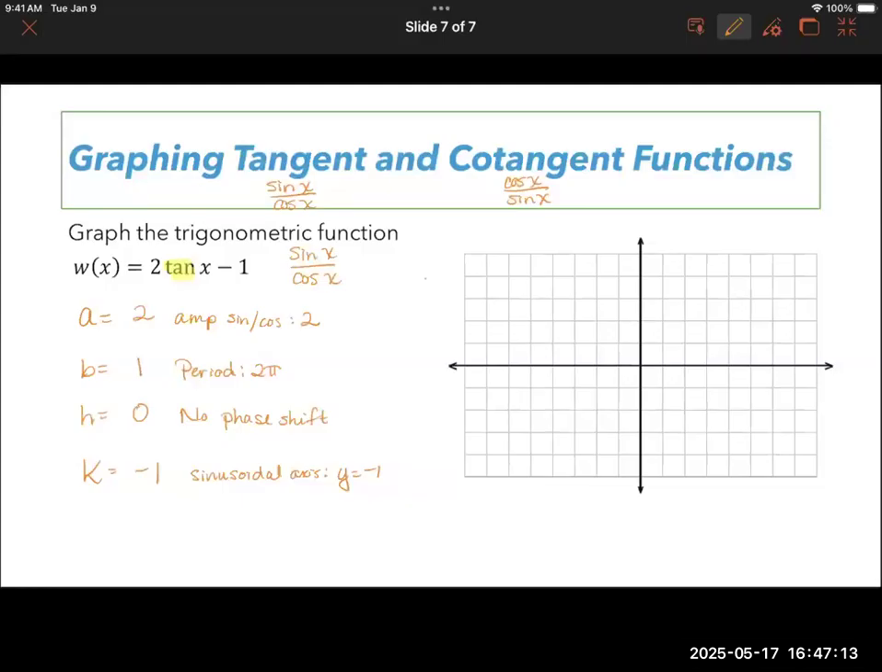Okay, so +5 here, -5 here, sinusoidal axis at -1. No phase shift. We're going with a period of 2 pi. And with no phase shift, I don't need extra space, so I can space this out to go 2 pi here, pi here, pi over 2, and then 3 pi over 2 for this one. We'll do that in the negative direction as well. -2 pi, -3 pi over 2, -pi, -pi over 2.